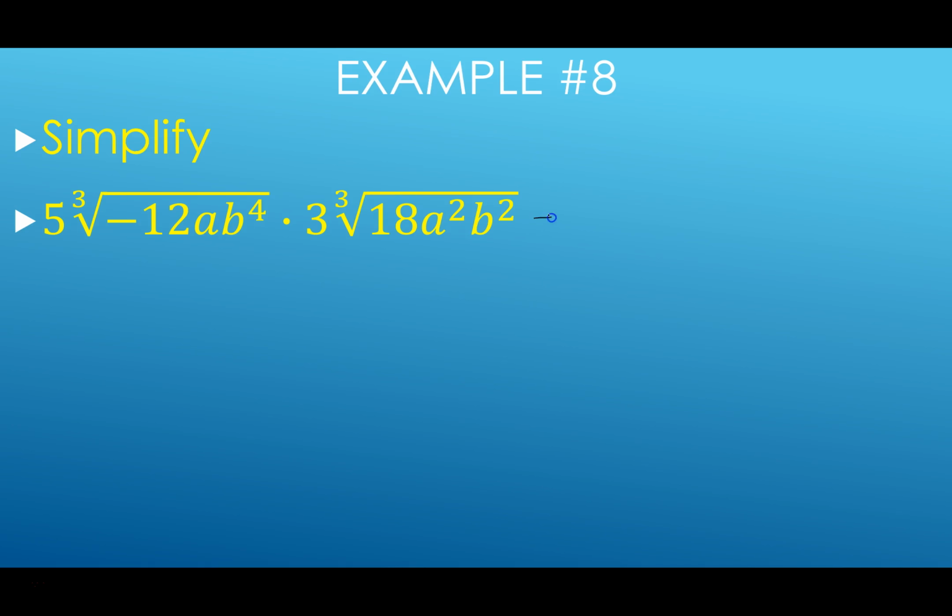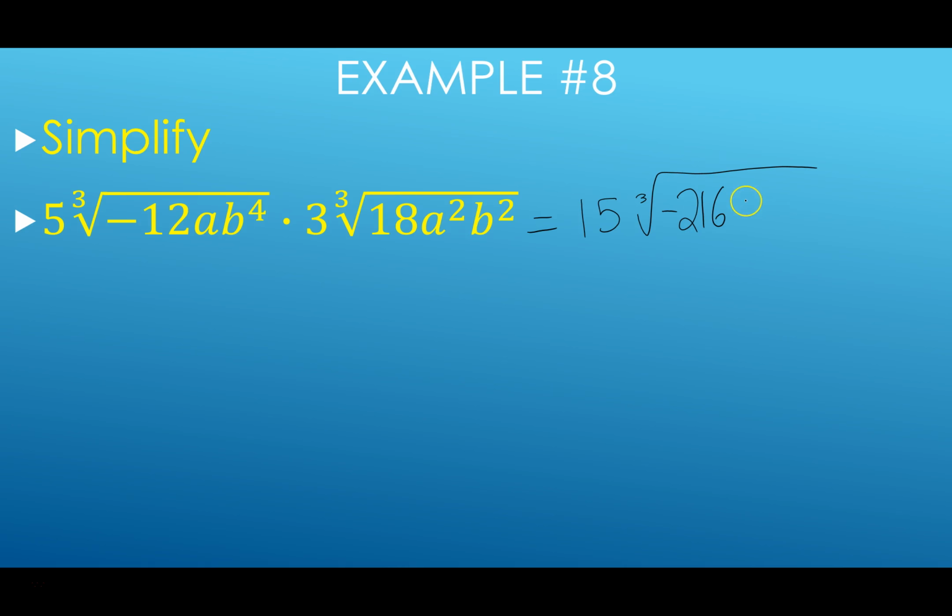So what we'll do is, we're going to multiply the outside numbers first. So 5 times 3 is 15. Then we're going to multiply the inside numbers. Negative 12 and 18 becomes a negative, let's see, what is that? Negative 12 times 18, I think that's a negative 216. Yes, negative 216.